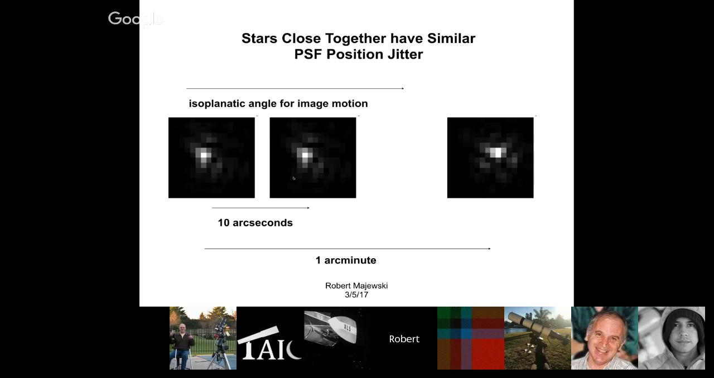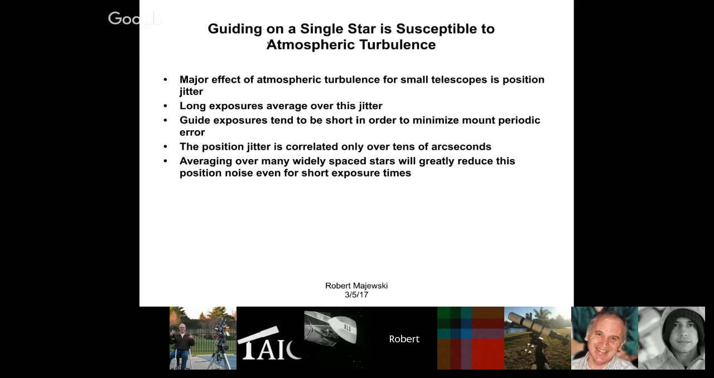And the significance this has for us here is that if you centroid track on that single star, you're going to get that jitter. If you take a long exposure, you can average over it, okay? But because of things like periodic error in the gears, we tend to keep the guide exposures short to try to keep a leash on the drive. But that means we're going to be subject to that jitter, okay?